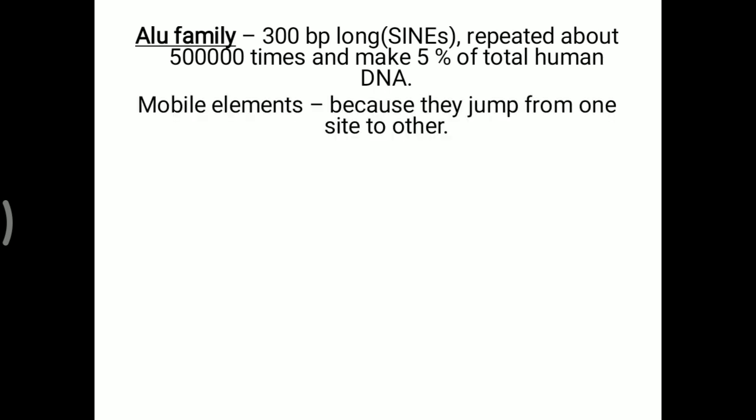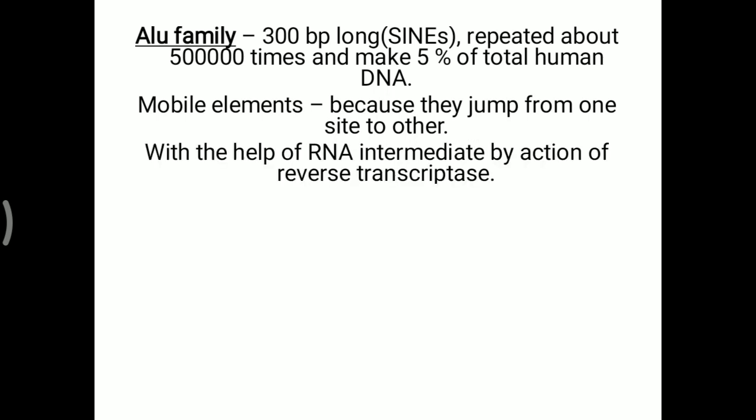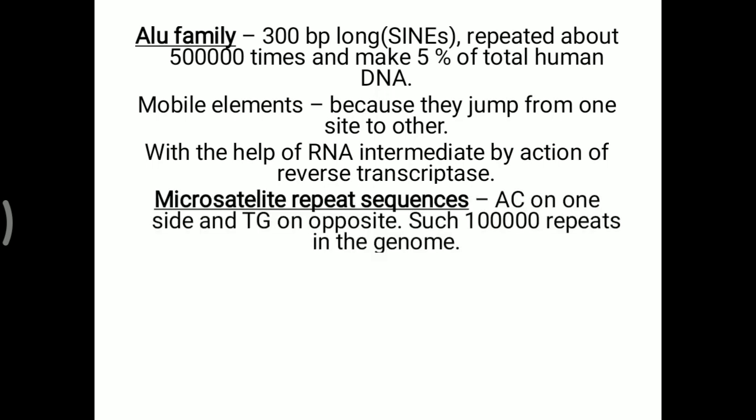Now in this repeat sequence, mobile elements are also observed, because they jump from one side to the other side of the chromosome. This occurs with the help of RNA intermediates by the action of the reverse transcriptase enzyme. One more is the microsatellite repeat sequence. Microsatellites have only two nucleotides, that is A and C on one side and T and G on the opposite side. Such 1 lakh repeats in the genome are considered a microsatellite repeat sequence.